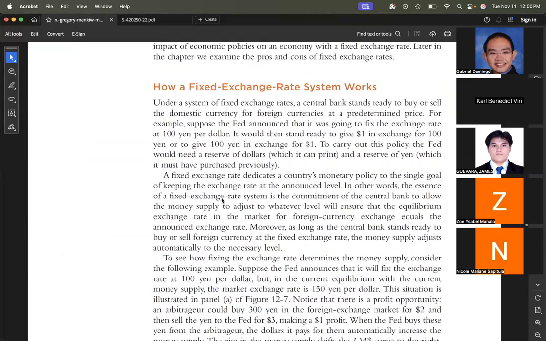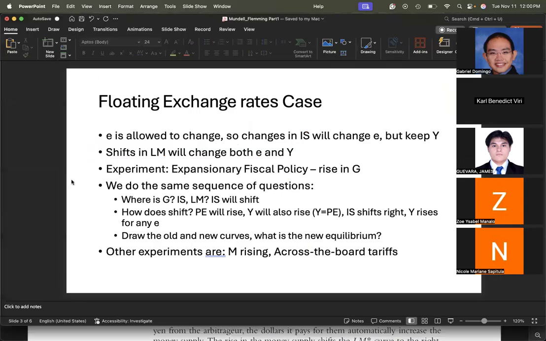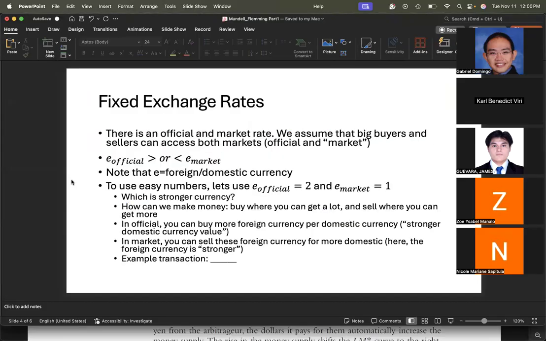Okay. Fixed exchange rate naman. And I think the fixed rate is a much more interesting situation. And it allows us to really understand what's happening with exchange rates, right? So in fixed exchange rate, guys, there is an official and a market rate. And the idea here is the government wants to make the market rate equal to the official rate. Okay, so iisa lang siya, right? But if there are differences between the official and the market rate, then there will be a transaction based on the fact na iba ang official rate and market rate.